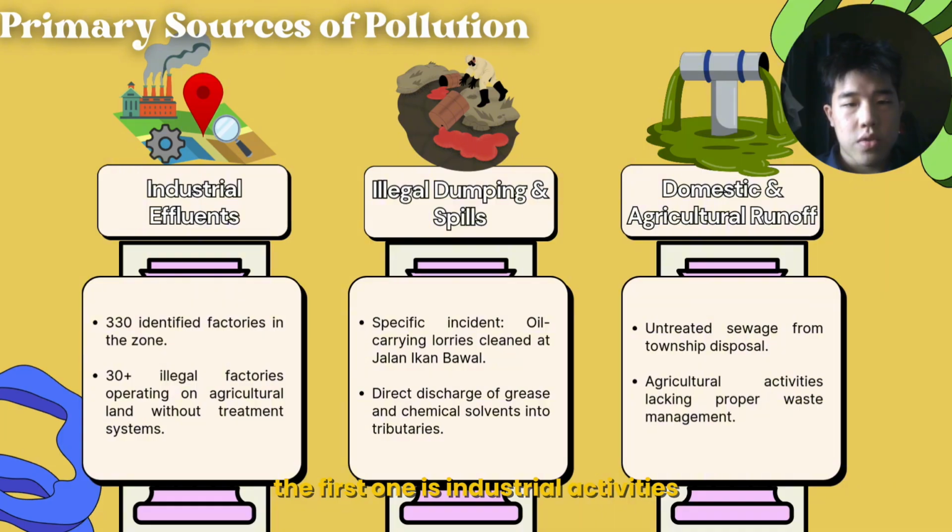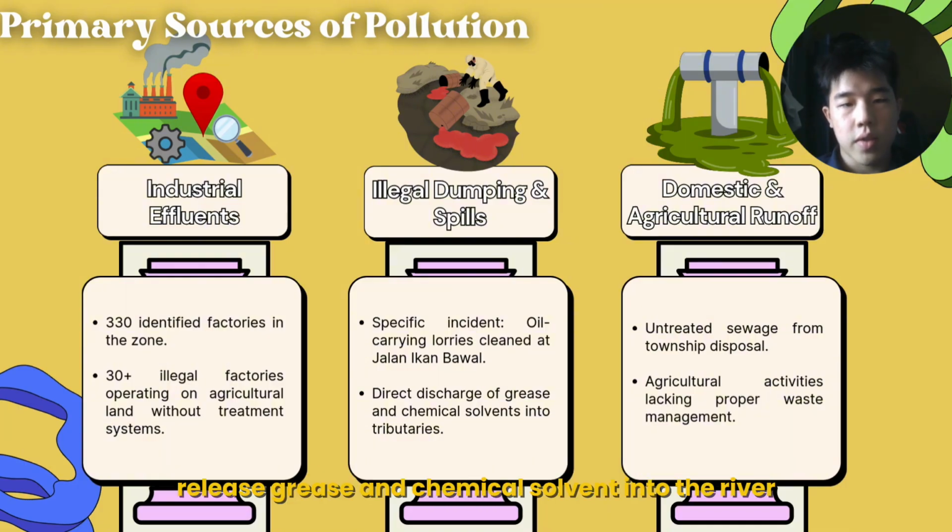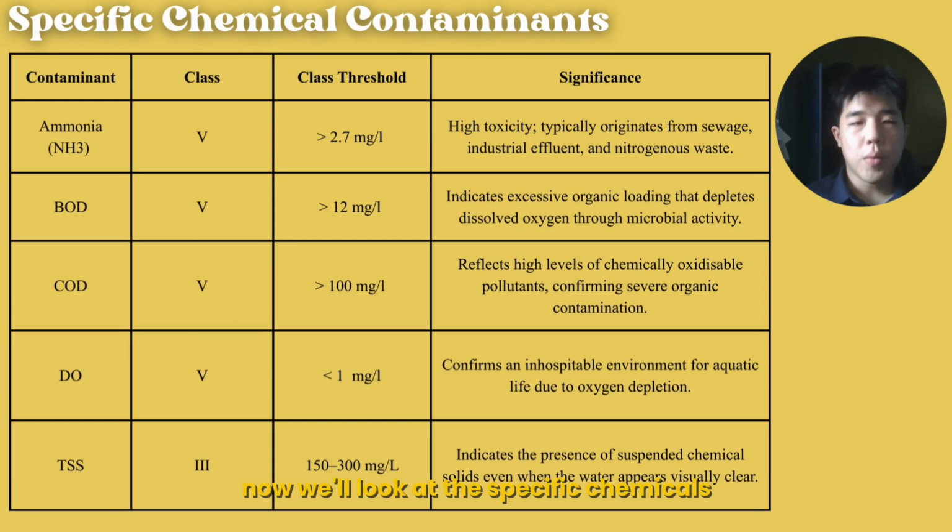The first one is industrial activities. It is a major contributor, with over 300 factories in the area, including 30 built illegally on agricultural land. Illegal dumping also occurs, such as washing oil-carrying trucks at Jalan Ikan Bawal, which releases grease and chemical solvent into the river. Domestic sewage, farm runoff, and uncontrolled waste from townships add more organic pollutants, increasing the river's toxic load. Now we'll look at the specific chemicals that are causing this problem.